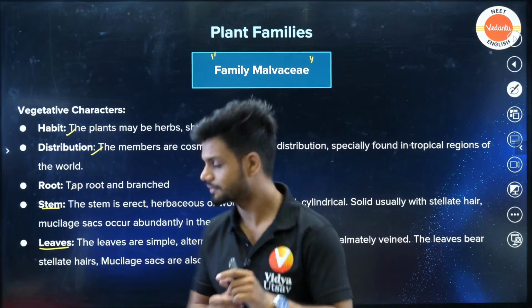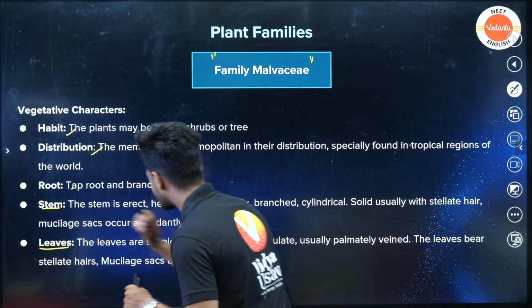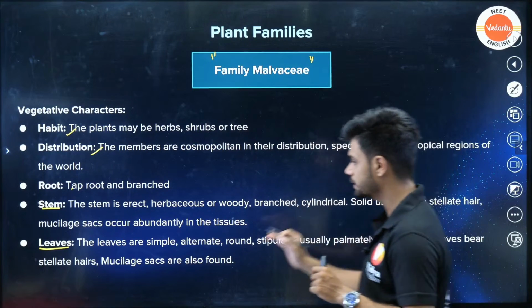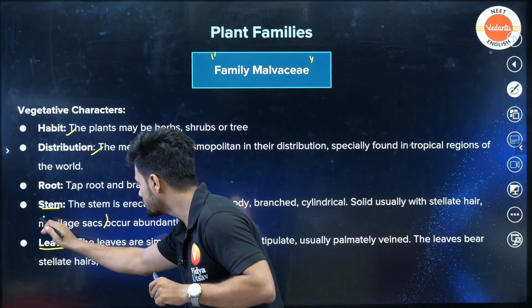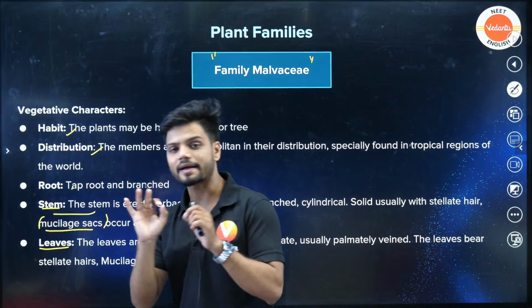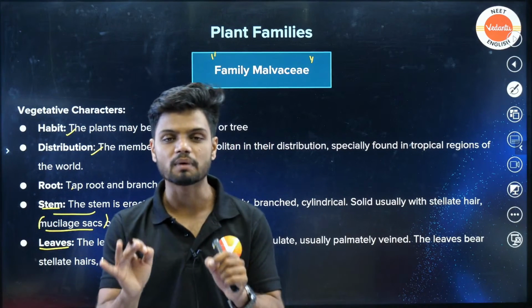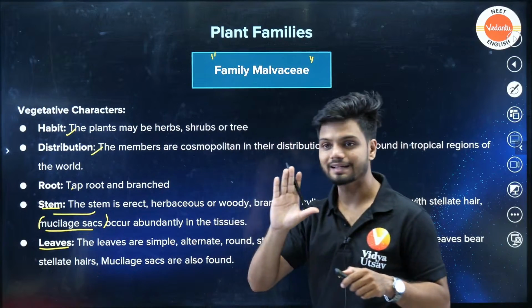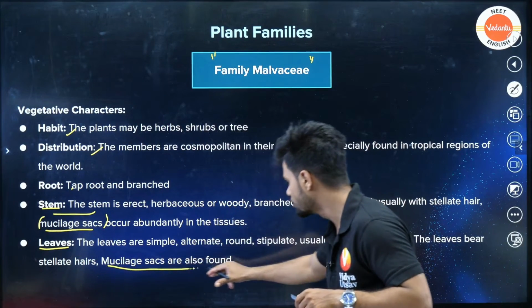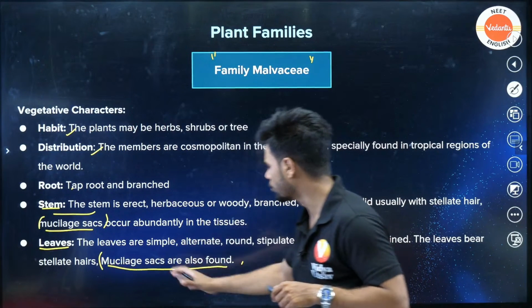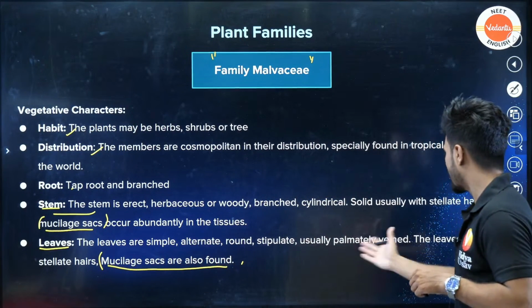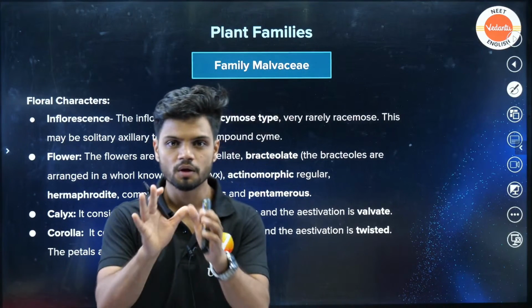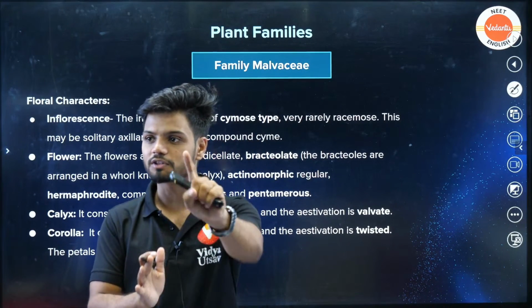So remember that. That is in your stem. All you need to remember here is that the extra point is going to be the mucilage sac. Mucilage sac is the extra point you need to remember from Malvaceae in your stem as well as leaf. Apart from that, it's alternate, round, stipulate and palmately veined. That is general characteristics. What questions might they ask? Mucilaginous sac. With me, all of you?